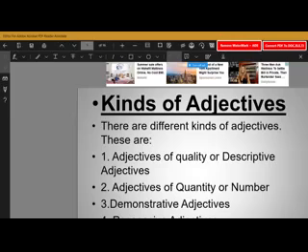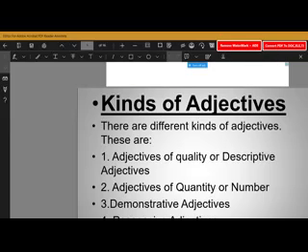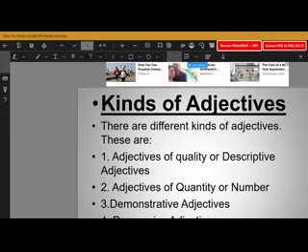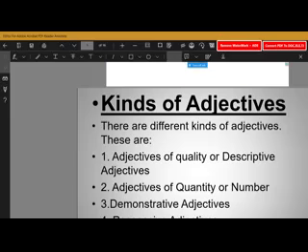Now the types. There are different types. Generally, we have adjectives of quality or descriptive adjectives. Naughty girl, naughty boys, blue pen, good boy, tall boy, black hair. These are examples. And then comes adjectives of quantity or number. It means I have 5 oranges. I have 10 chocolates in my pockets. There are 3 windows. Just like that.